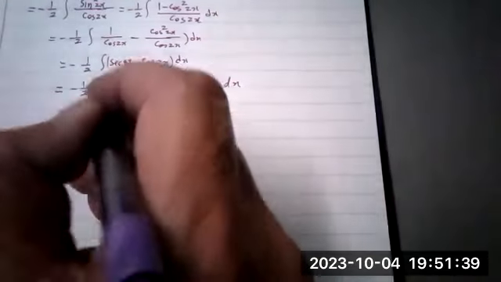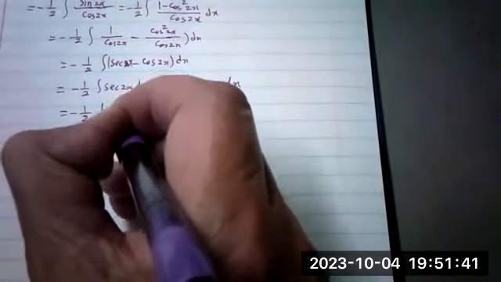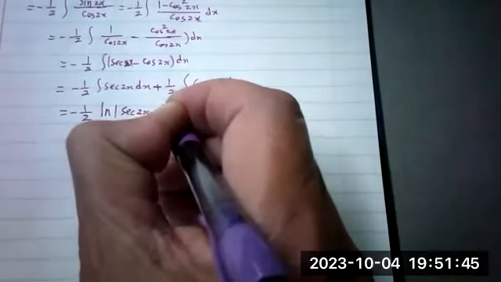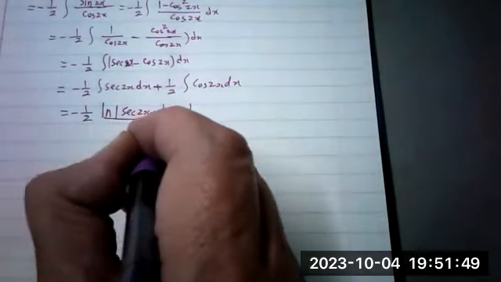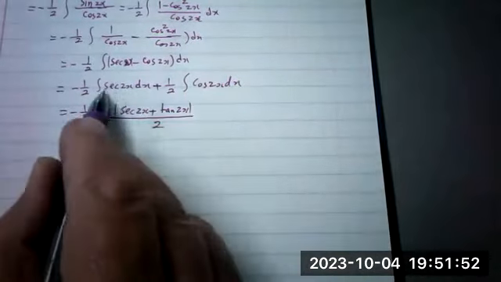Okay, so this is it: ln of the absolute value of a secant of the 2x plus tangent of the 2x. But you have to divide it by 2 because of the u prime. You see, it's a secant of the 2x, so the u prime would be 2. If you differentiate it, you multiply by 2. If you integrate it, you divide it by 2.